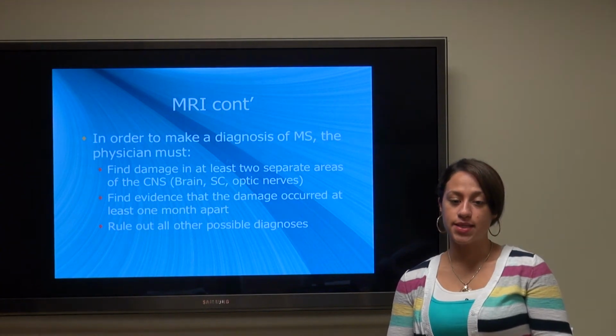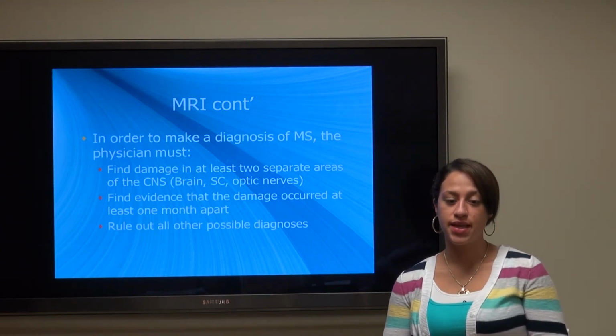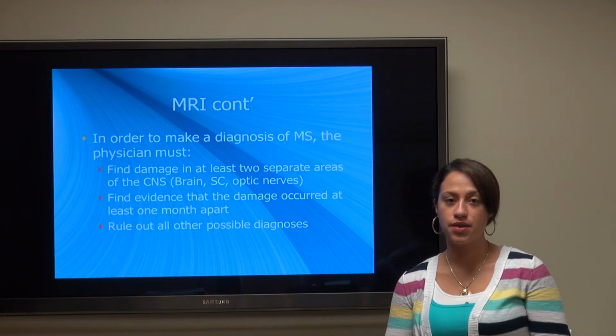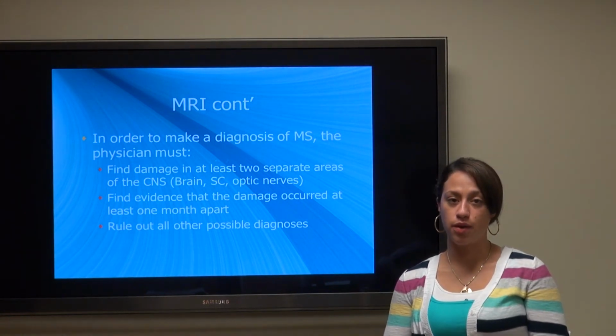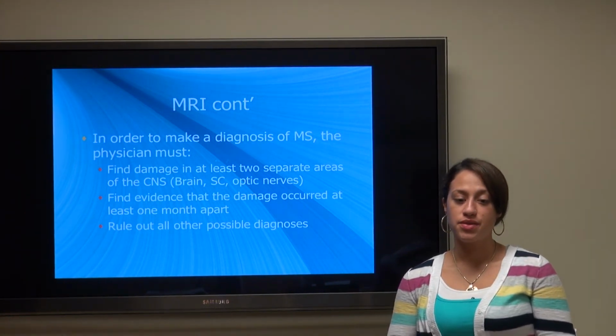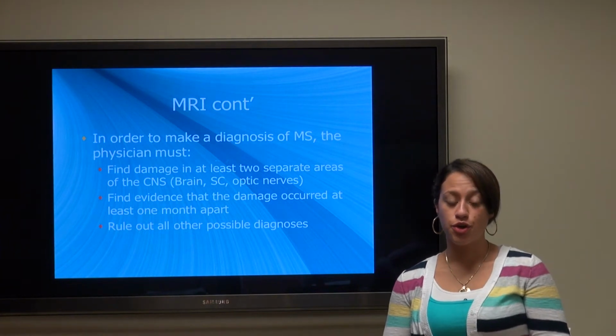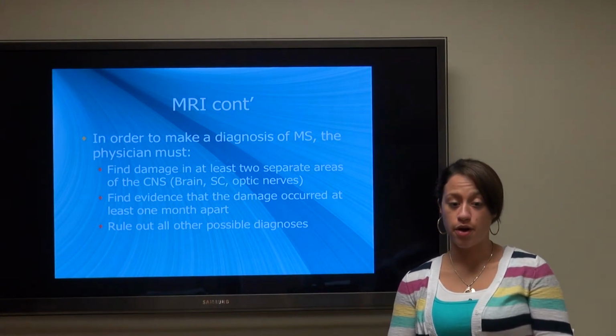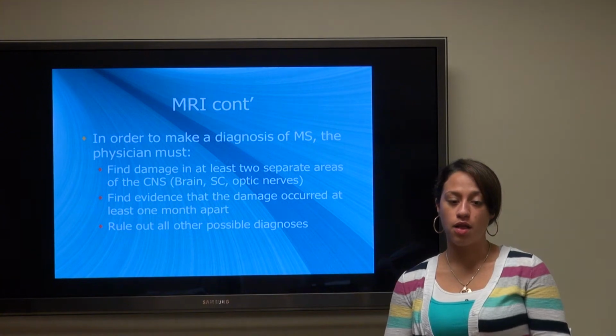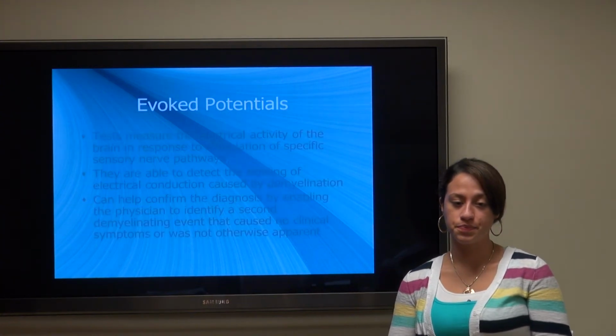So in order to make a diagnosis, the doctor must find damage in at least 2 separate areas of the central nervous system, brain, spinal cord, or optic nerves. They have to find evidence that the damage occurred at least 1 month apart, and they also have to rule out all other possible diagnoses.